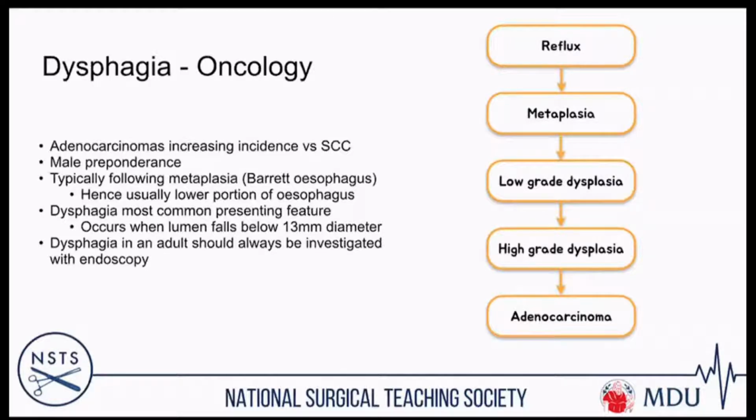Noting that obesity as well can be a risk factor for this. I think the evidence isn't great, but there is a suggestion that localized inflammation from fat cells producing cytokines, this low-grade rumbling inflammation, can predispose you to an adenocarcinoma.